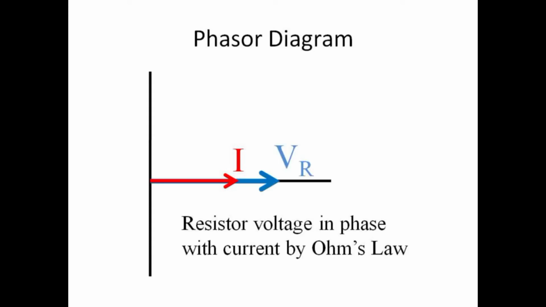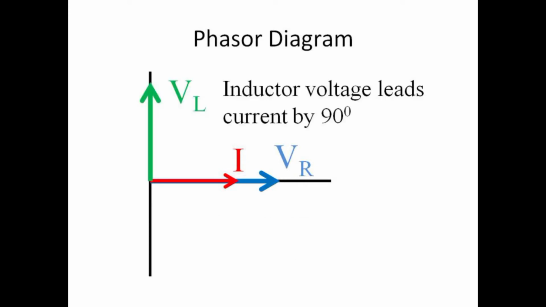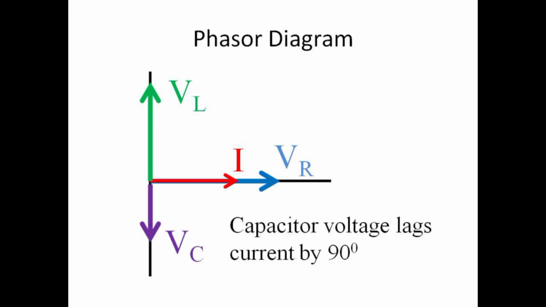The resistor voltage is precisely in phase with current by Ohm's law, and will be drawn as a phasor also aligned with the x-axis, but scaled by V equals IR. The inductor voltage leads the current by 90 degrees, and is thus drawn vertically upward on the phasor diagram. Since the capacitor voltage lags the current by 90 degrees, its phasor is drawn vertically downward.